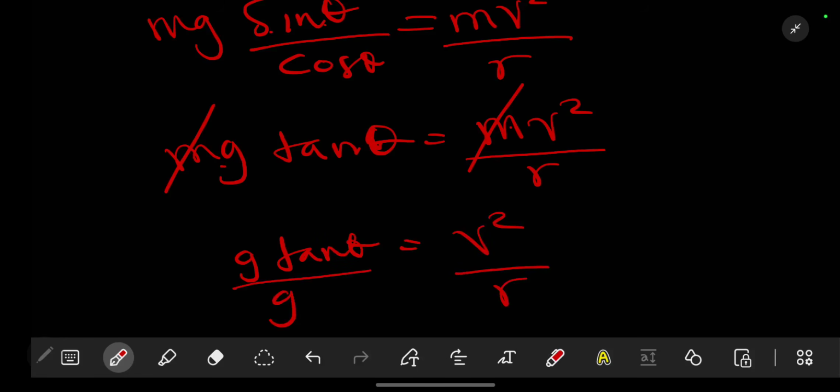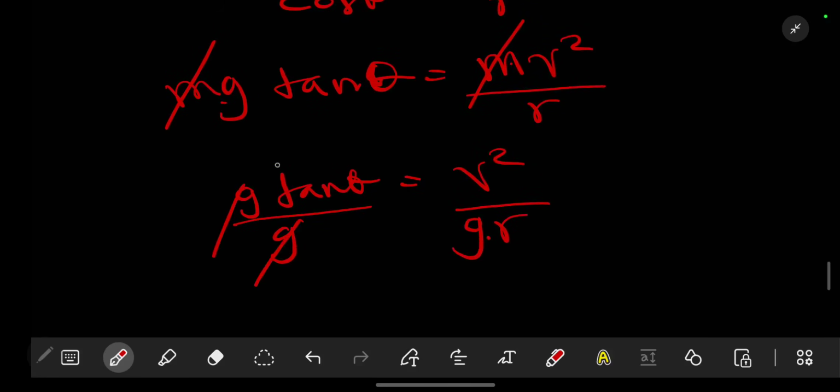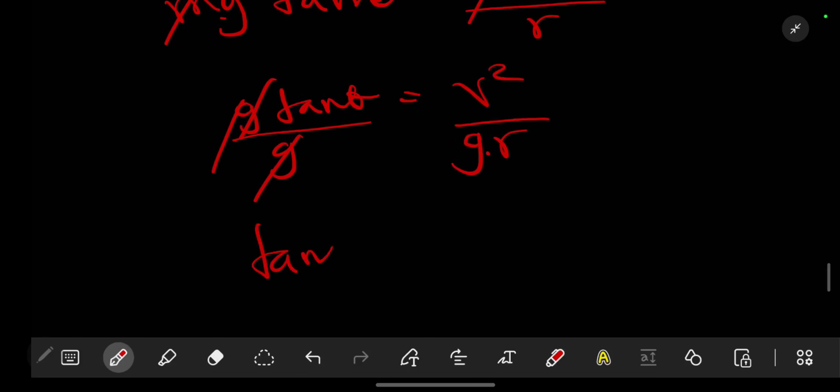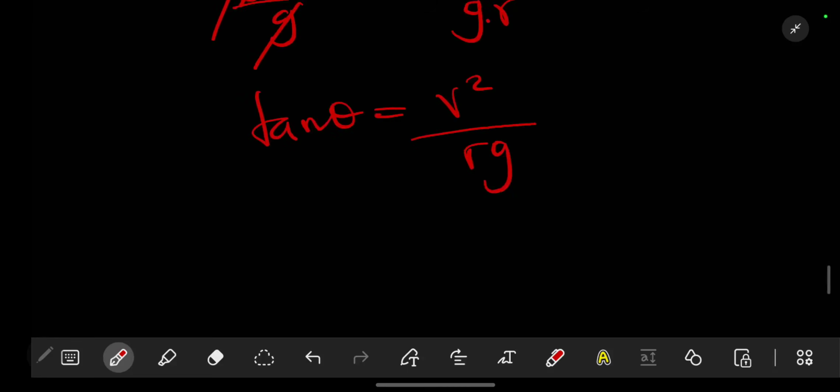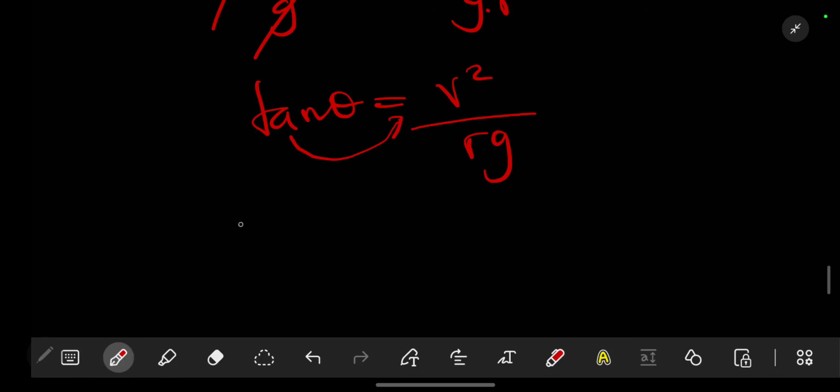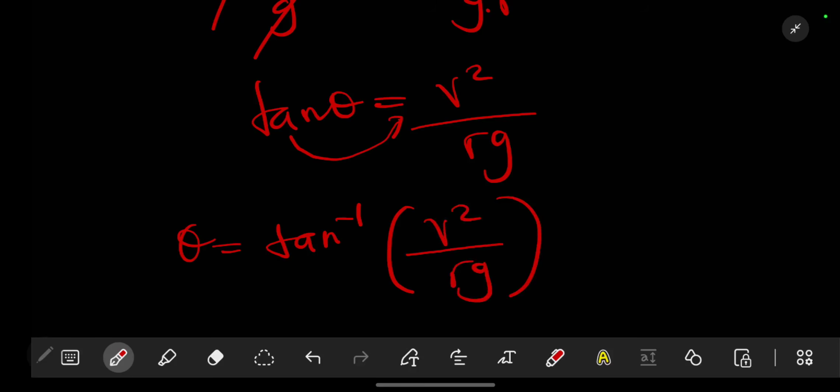So you divide your g. Dividing your g means it comes down here and multiplies that. So we have our tan of theta should be equal to v squared over gr, or rg. So you can tell that we are coming back to the same conclusion. Then take the tan and say theta is equal to tan inverse of your v squared over rg.